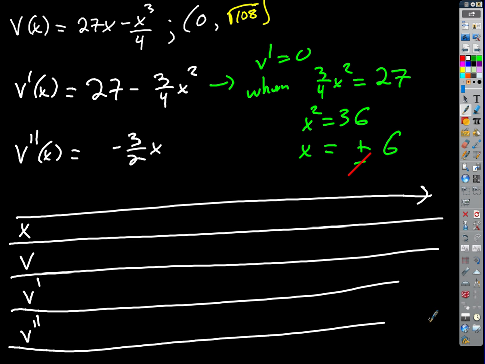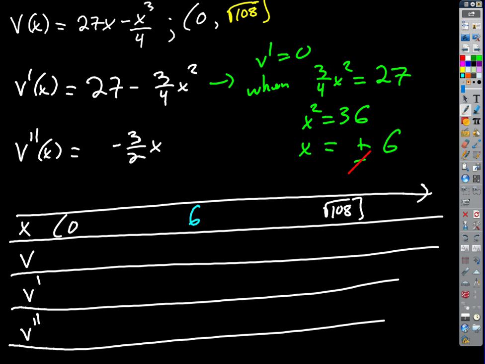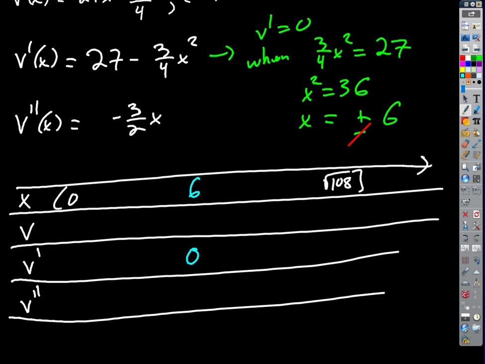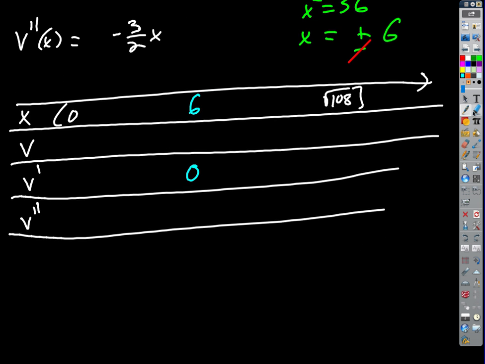So our domain, we said, went from 0 to the square root of 108. Our one critical number is at 6. 6 is a 0 of the first derivative. It's where our second derivative is negative, right? So what's that look like? A 0 first derivative and a negative second derivative is concave down, so there's our relative maximum, right?